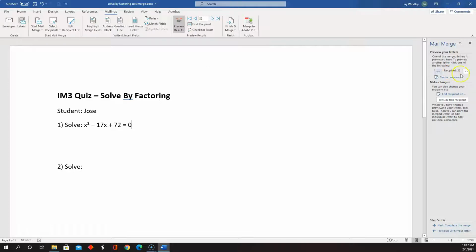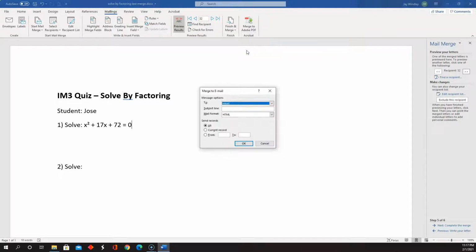Okay, then when I'm ready to send this to the students, there's a couple ways you can do this. If we were in person, I could click Finish and Merge and print documents, and it'll print a separate page for each student on the merge. But in distance learning, I'm going to click on Send Email Messages.